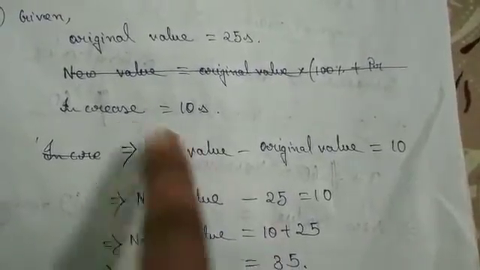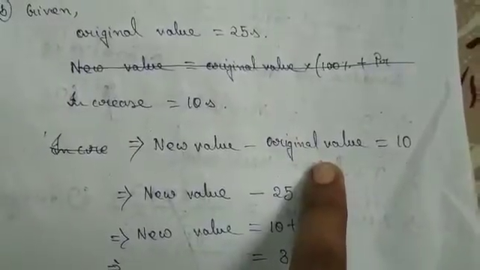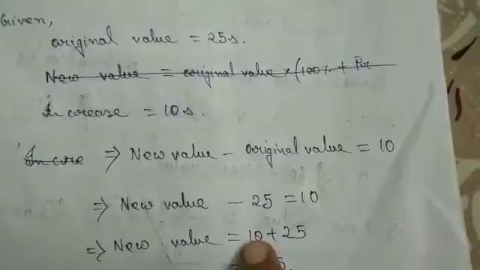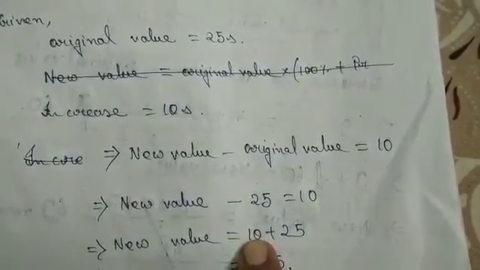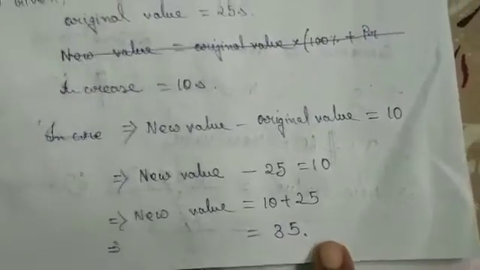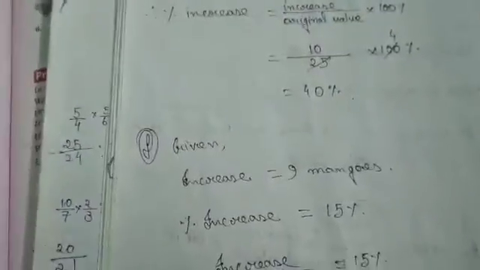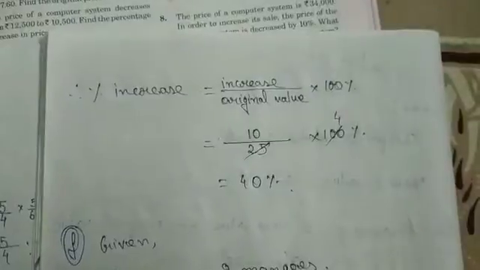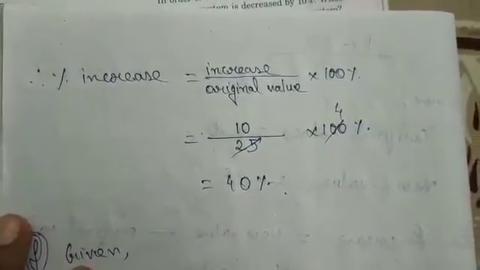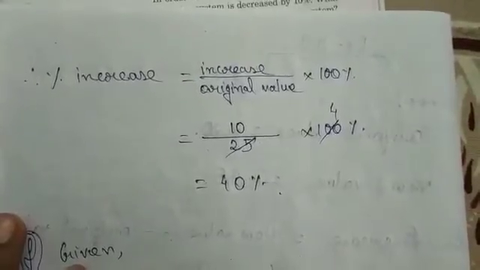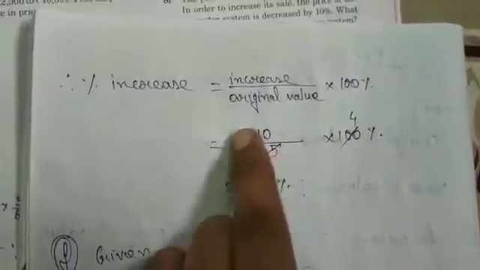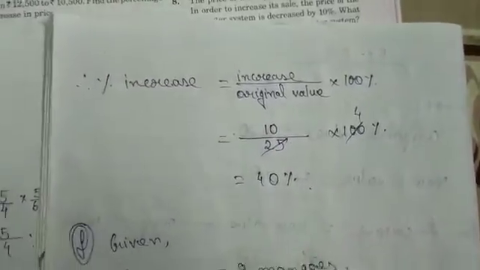We know that increase equals new value minus original value, no? So to find the new value, all we have to do is add the increase plus the original value, which gives us 35. So 35 is our new value. And the increase percent is equal to increase by original value into 100%, which is 10 by 25 into 100. After cancellation, 25 and 100 is 4 times, so 4 into 10 gives us 40%.